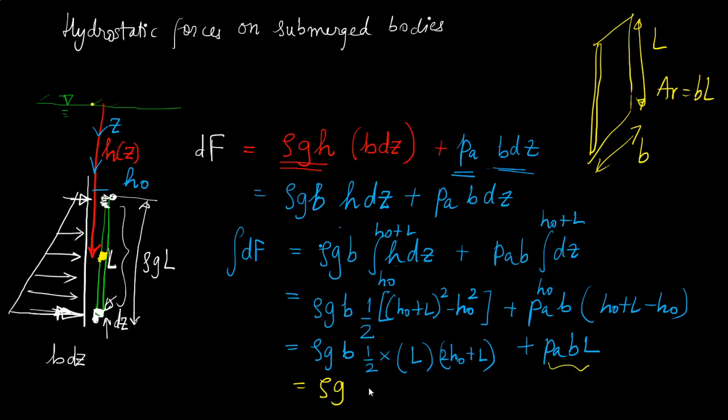Now what do we have? B into L is over here times half, and this gets simplified as H naught plus L upon 2. So it is rho G times, what is H naught plus L upon 2? Is this the average pressure? Not really. H naught plus L upon 2 is not the average pressure. H naught plus L upon 2 is the location of the centroid of the object. It is the depth at which the centroid lies, right?